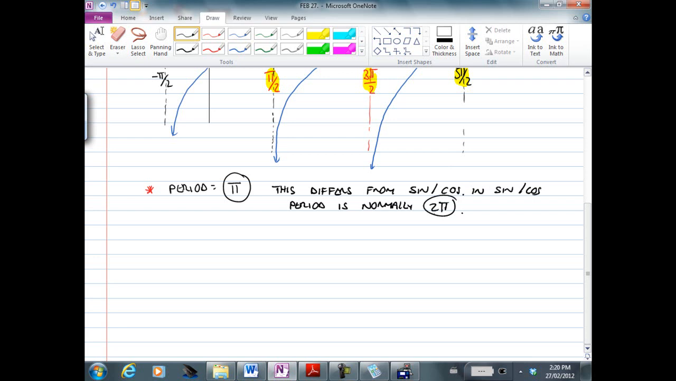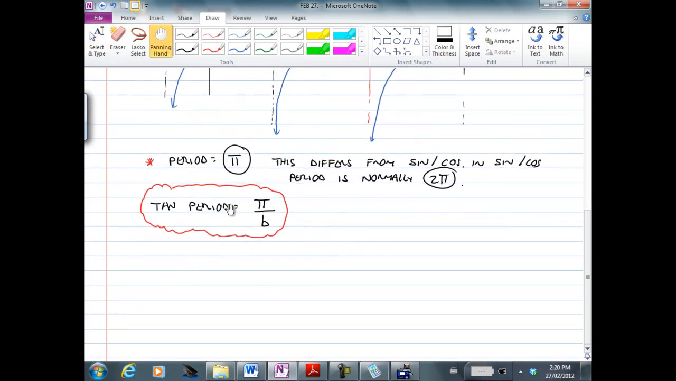So there's actually a formula for the tan period. The tan period equals pi over b. We're not using 2 pi anymore. I want you to bubble this, please. This is the biggest difference between tan versus sine, because a lot of students get mixed up. They use 2 pi over b. In a tan graph, the period changes to pi over b. Guys, that is your formula for the period of a tan graph.